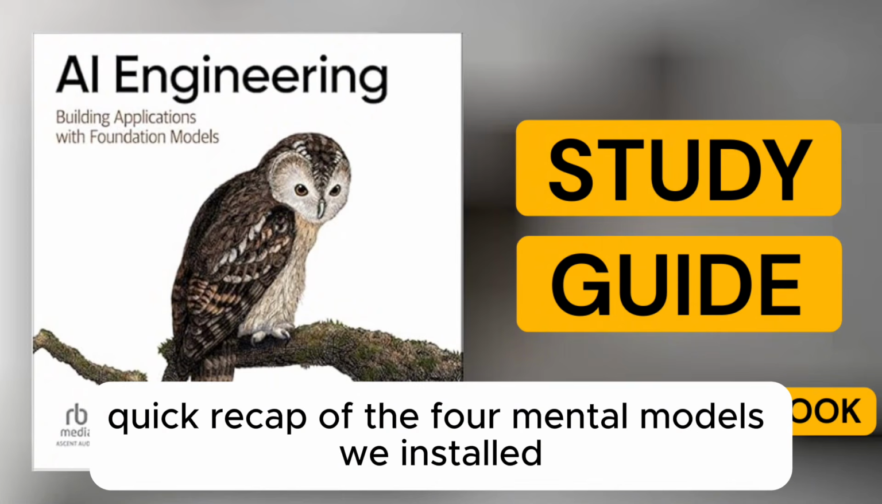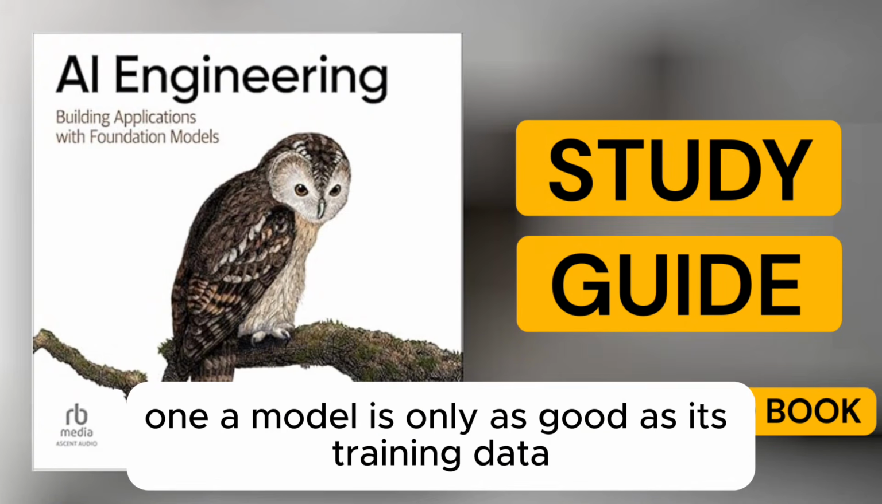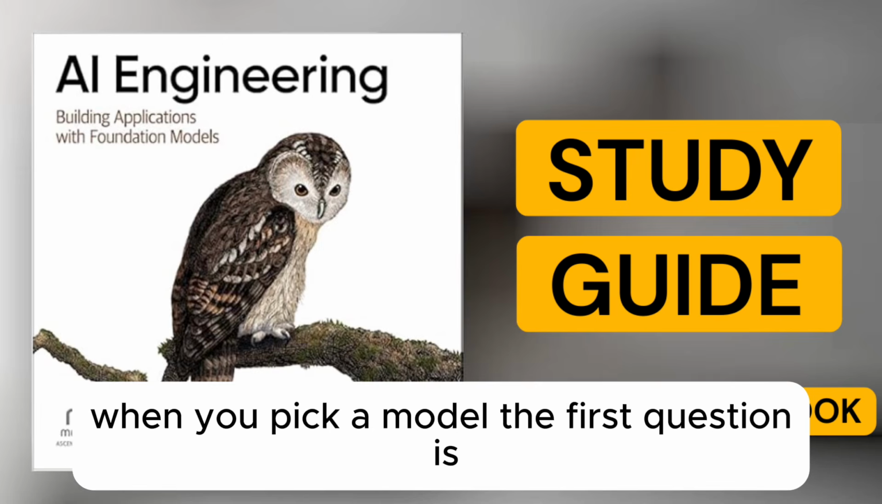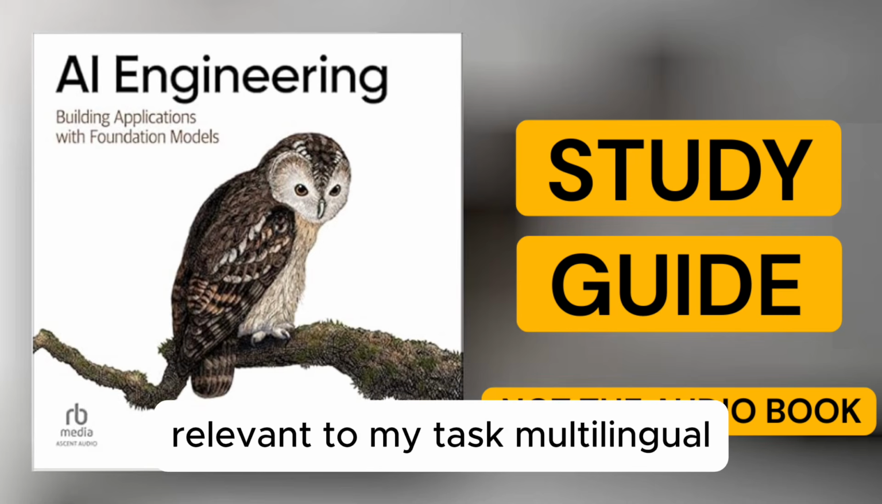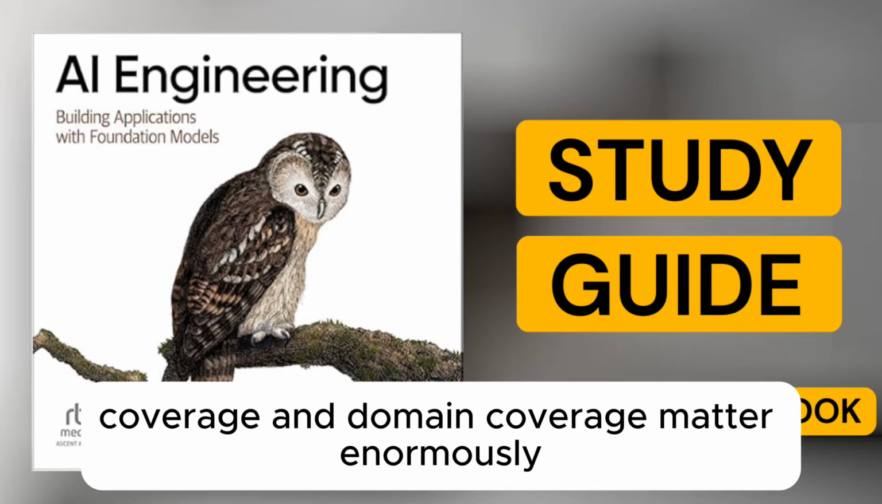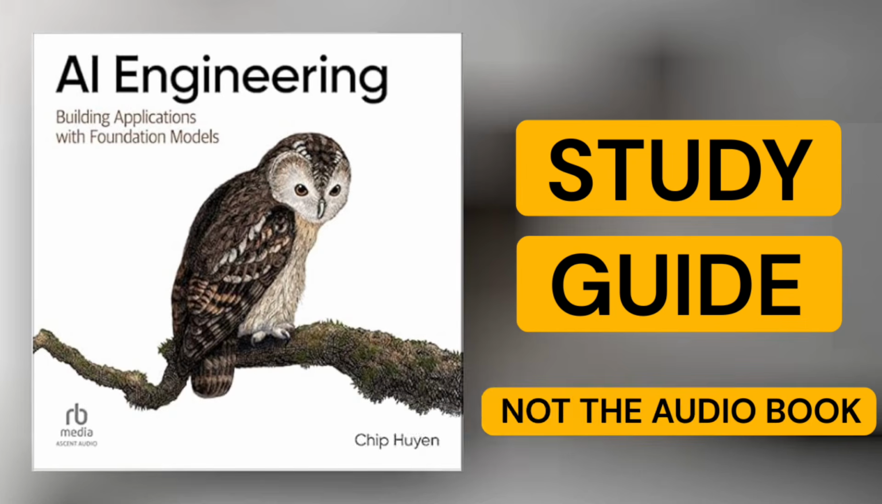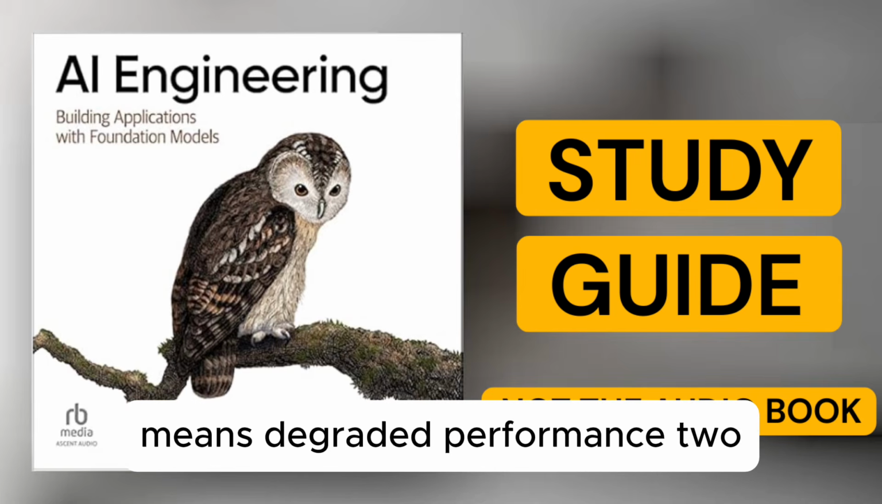Quick recap of the four mental models we installed. One: a model is only as good as its training data. When you pick a model, the first question is, was it trained on data relevant to my task? Multilingual coverage and domain coverage matter enormously. Concrete check: target language under 1% of training data means degraded performance.